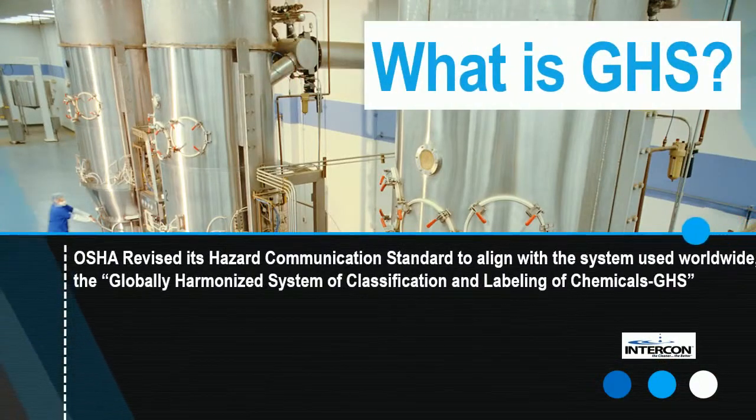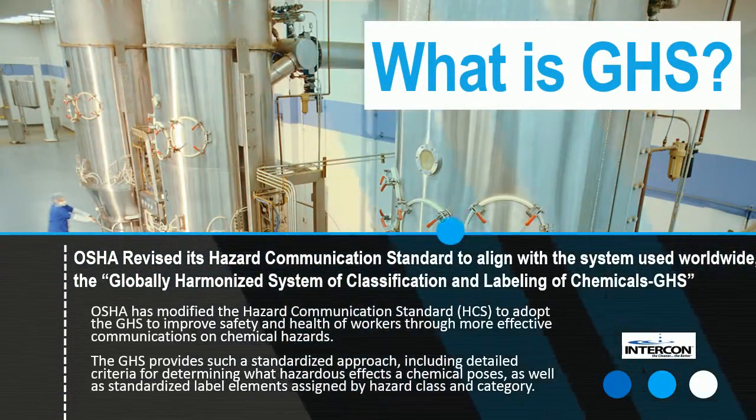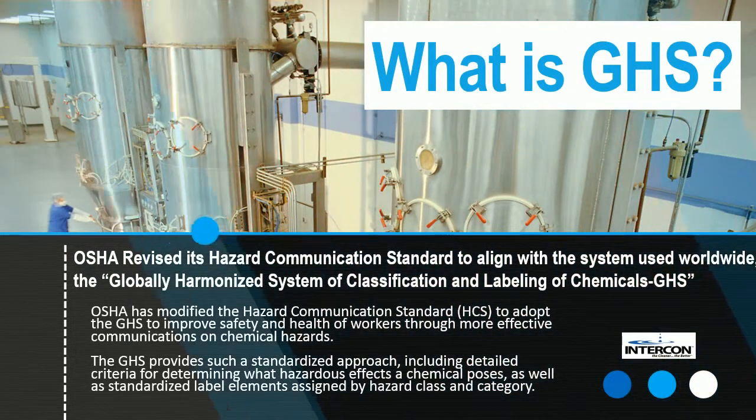OSHA's objective for aligning with the Globally Harmonized System, GHS, is to improve the safety and health of workers through more effective communication on chemical hazards.